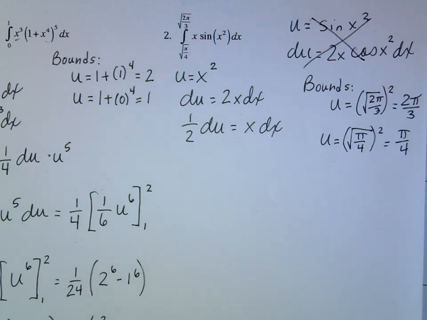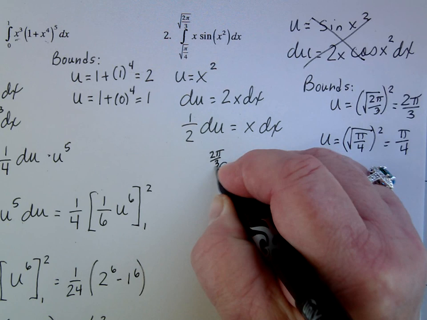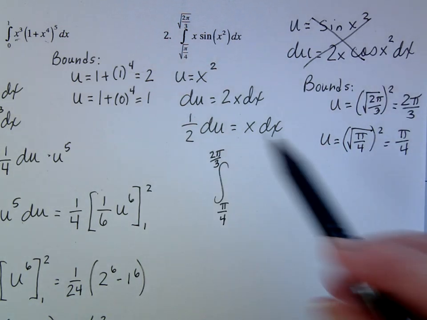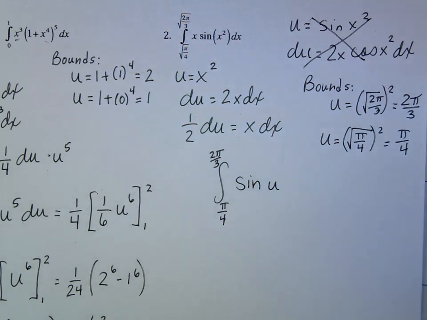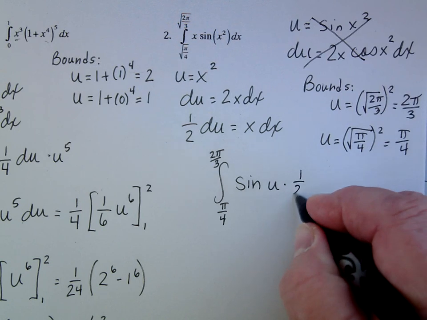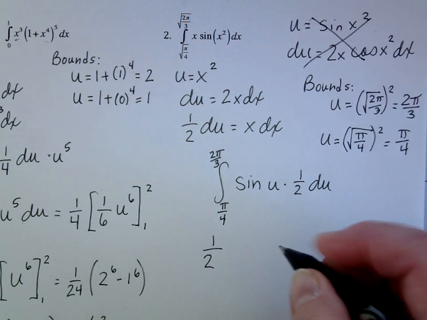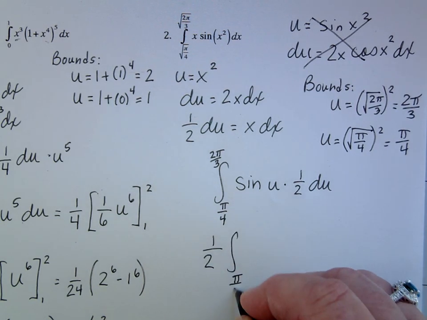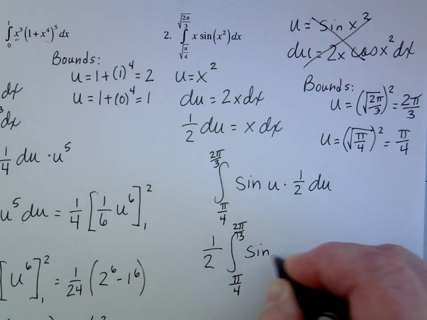So let's make our substitution and set up the integral. The integral is going from pi over 4 to 2 pi over 3. I have the sine of u, and I have x dx is equivalent to 1/2 du. And so I'm going to clean it up and put the 1/2 in front. I have still the integral going from pi over 4 to 2 pi over 3 of the sine of u du.